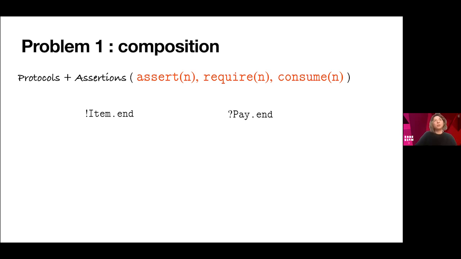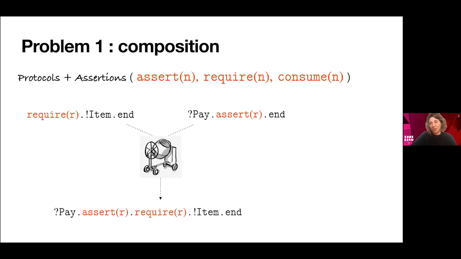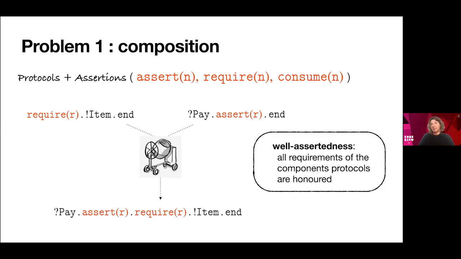So for example, if I want to compose a protocol that sends an item and a protocol that receives a payment, and I want to specify that I would like the payment to happen before dispatching the item, I can annotate the protocol with assertions and say, well, before dispatching the item, I require a receipt. And in the other protocol, I say, well, I issue a receipt only after payment. And I would like to have an algorithmic notion of composition that, given these two annotated protocols, provides me only those compositions where all the requirements expressed by the assertions are honored. We call this property well-assertedness. We want that all requirements of the component protocols that are ad hoc and defined by the engineers get honored in the composition.